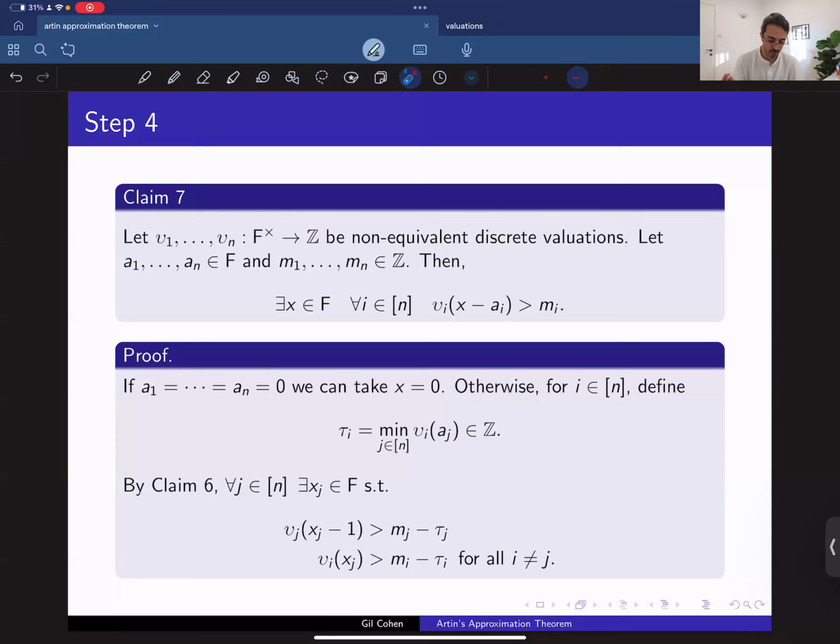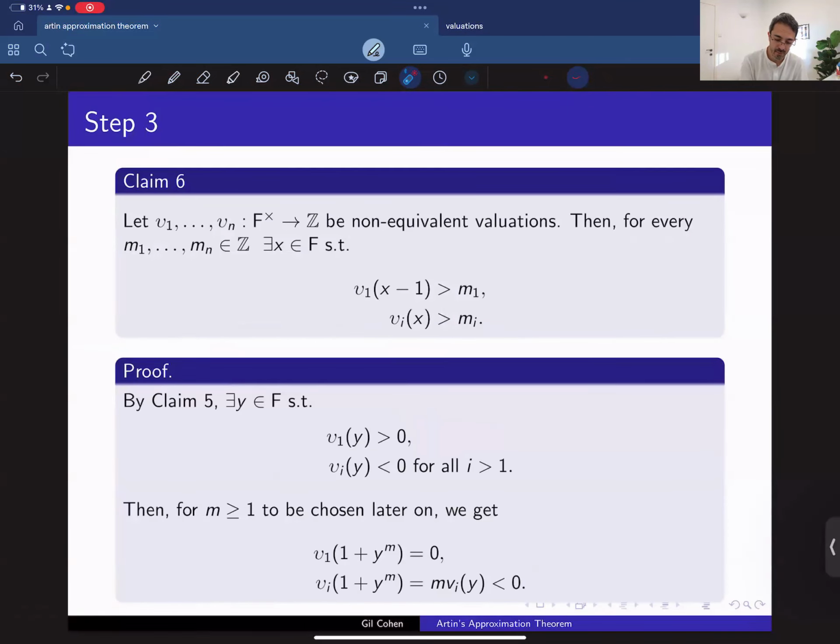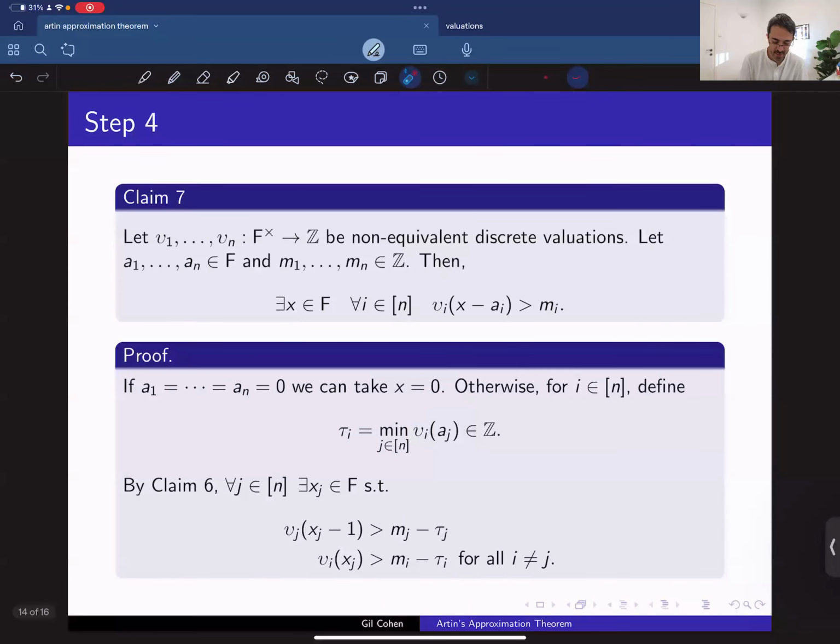Okay, so we have this bunch of tau i's. Now, by claim 6, which is what we just proved, so it's this thing, being close to 1 and close to 0 and so forth. By claim 6, applied n times, for every j you're going to apply it, there is some xj. It looks like an interpolation in a sense.